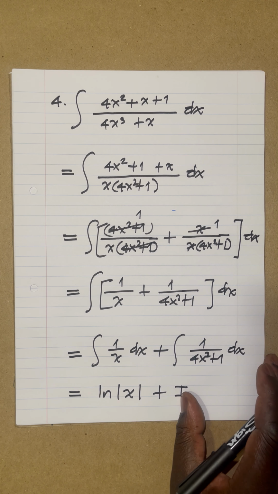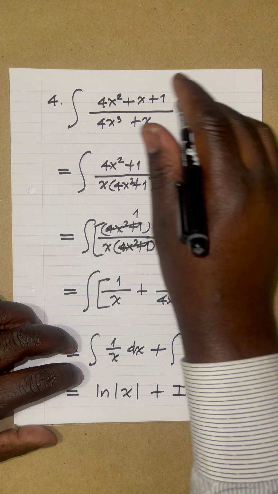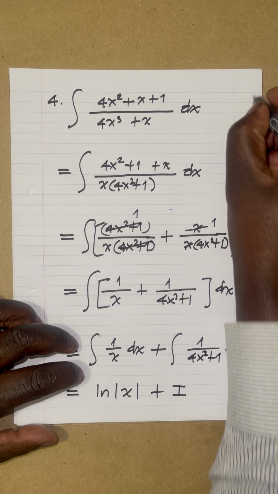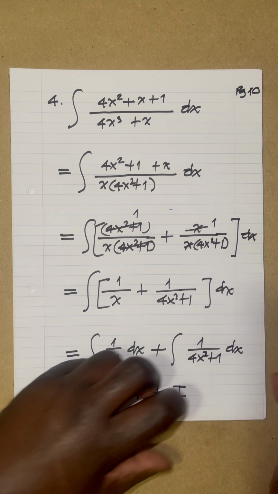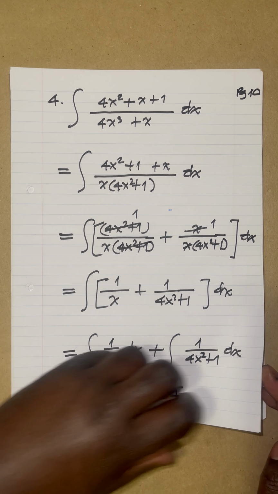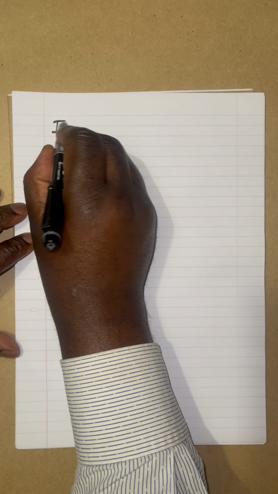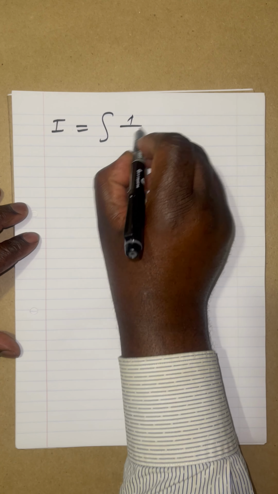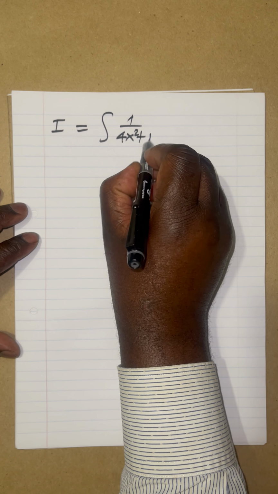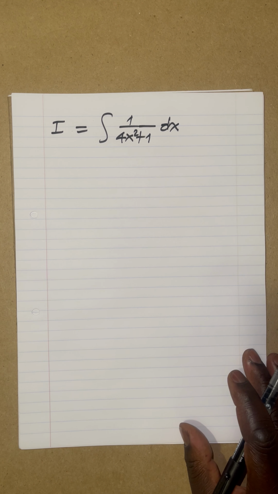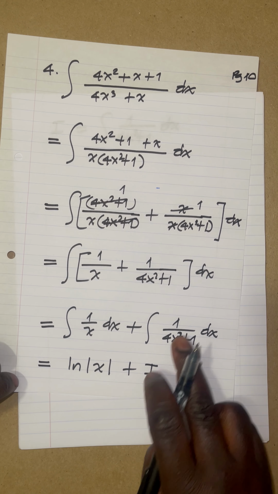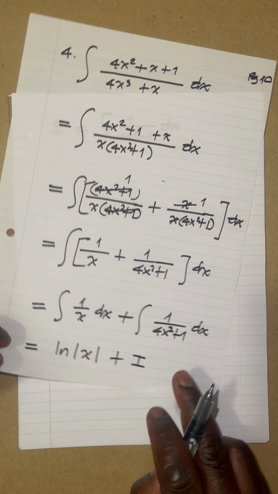Right, taking us to, this is actually page 10, because we have had page 9. Let's move on to page 11, where we perform that integration, and that will be it. All right, so our I is equal to the integral of 1 over 4x squared plus 1 dx. Now, that's the one we're talking about. There it is. I want us to work on that one.